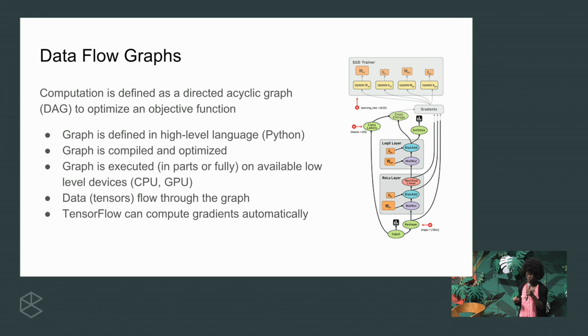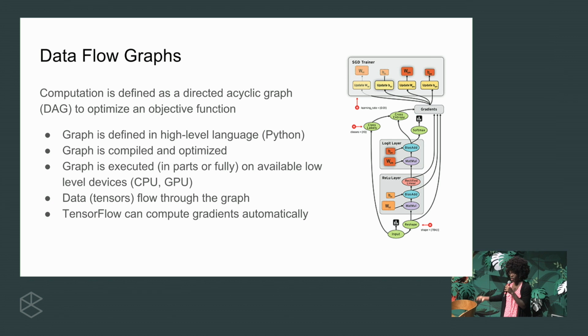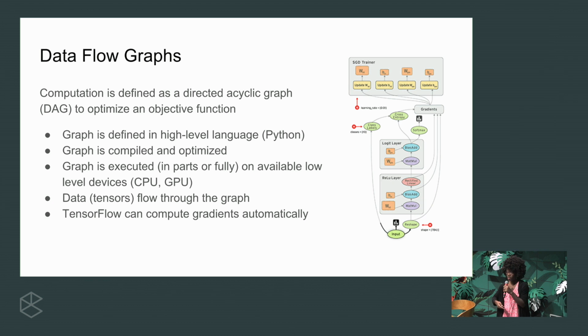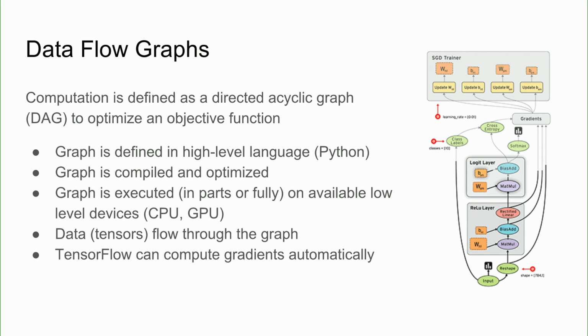So for flow graphs, data flow graphs, or TensorFlow graphs, because a tensor is just data. A TensorFlow graph is essentially a way to optimize an objective function. You can think about it that way. But at the end of the day, it's a computational function that has been reduced to a set of different flows. Usually TensorFlow applications are defined in Python and compiled in C++, and then the graph is always executed and available on low-level devices, so CPUs or GPUs.